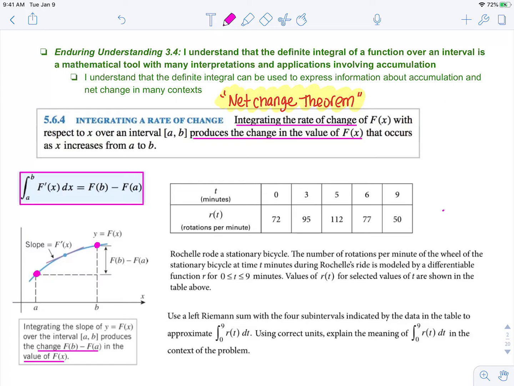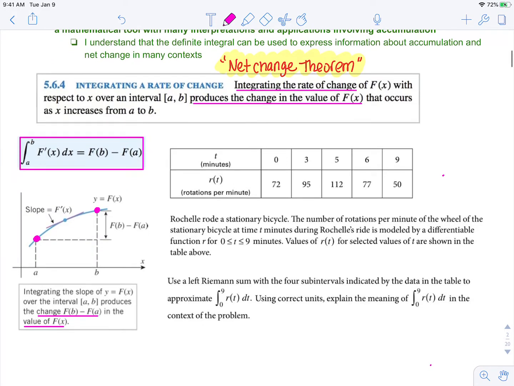They want us to use a Left-Riemann sum with 4 subintervals to approximate this definite integral, and then explain the meaning of what we found in context of the problem. So I think the first part we should be able to do with no problem, right? A Left-Riemann sum. So our change in time is going to be different for every rectangle.